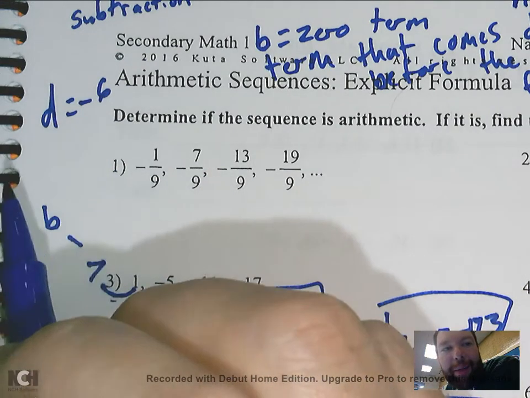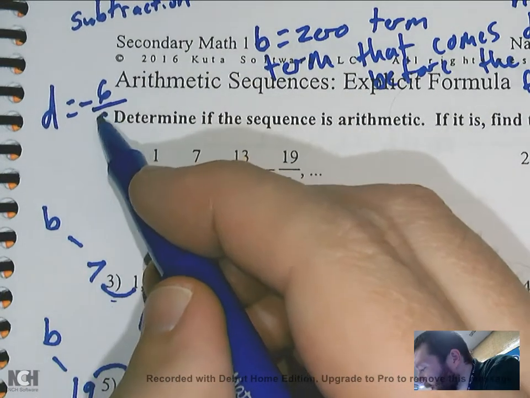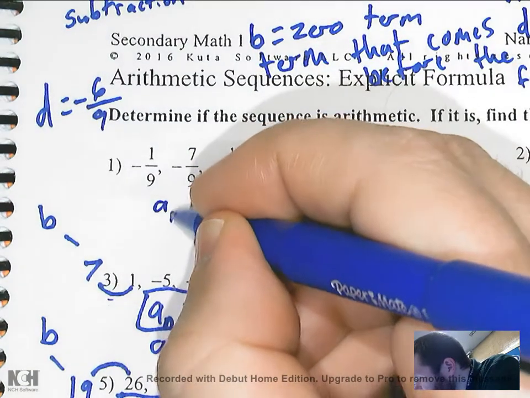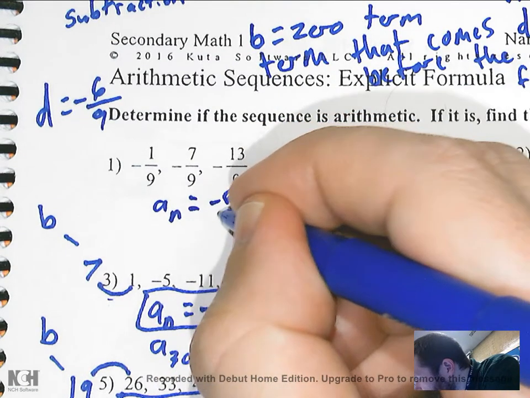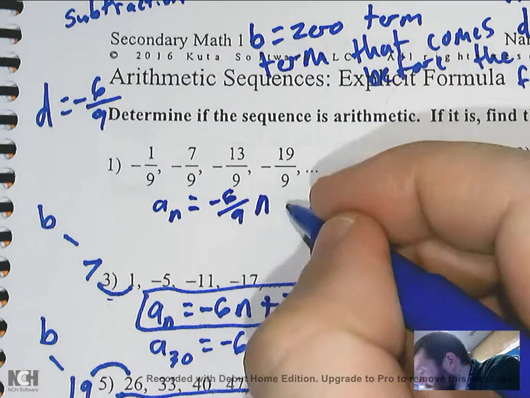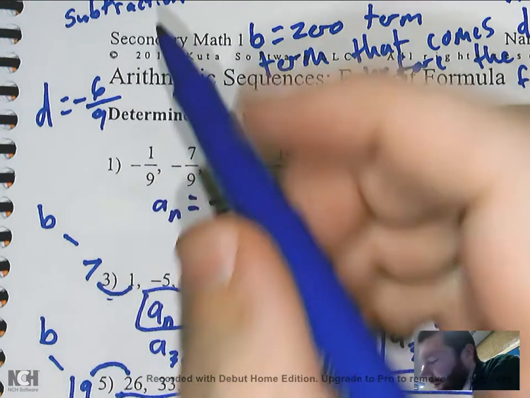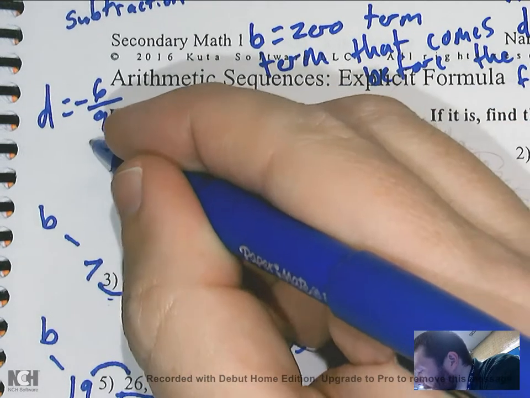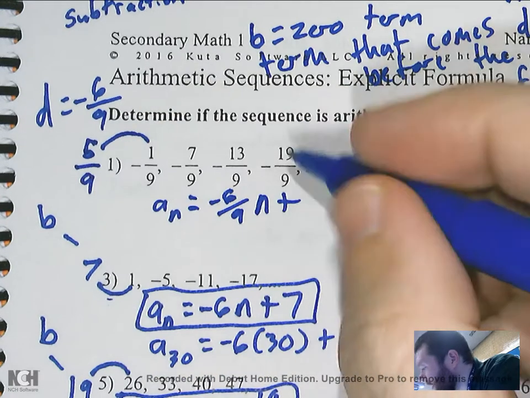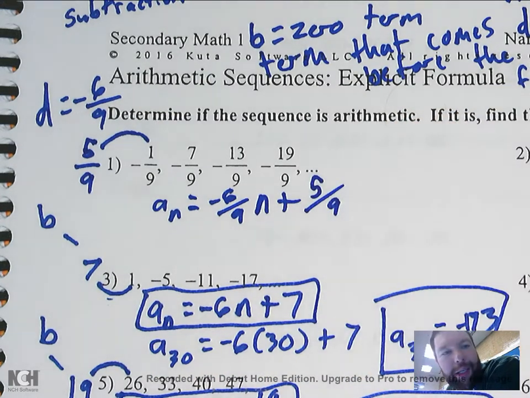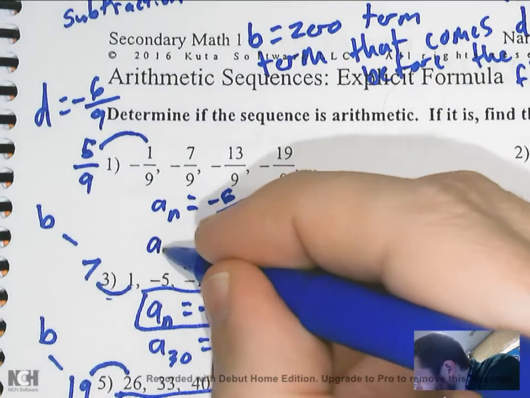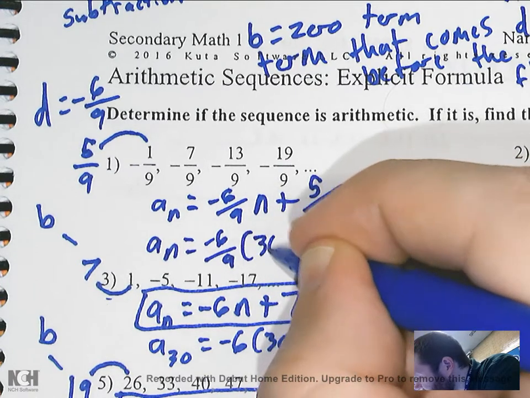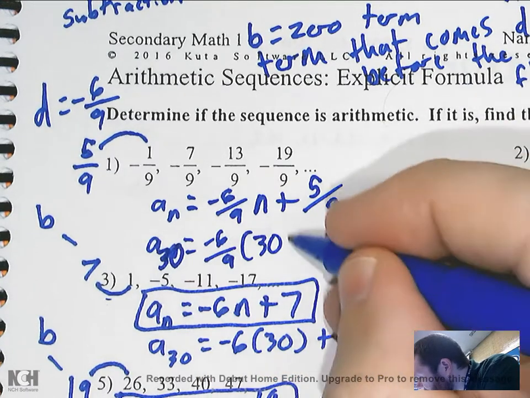So what my common difference is going to be here is -6, but it is a fraction, right? And since it's staying a fraction, that means I'm subtracting a fraction. It's actually -6 over 9. Okay, so my common difference is going to be a fraction. So it'll be a sub n is equal to -6 over 9 n. And then my zero term is also going to be a fraction. I'm going to go up 6 from -1, which would be 5 over 9. So plus 5 over 9. So again, then to find the 30th term, a sub n is equal to -6 over 9 times 30. Sorry, that should be 32. And plus 5 over 9.